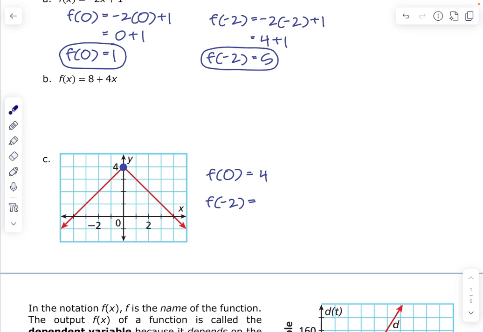Same thing for -2. I'm going to go to where x is -2. I'm going to go up to my graph, and I'm going to place a point there. The y value of that point is my solution. So at x is -2, my y value is +2, which means f of -2 equals 2.